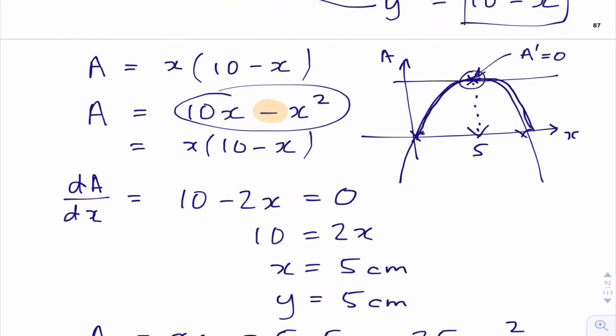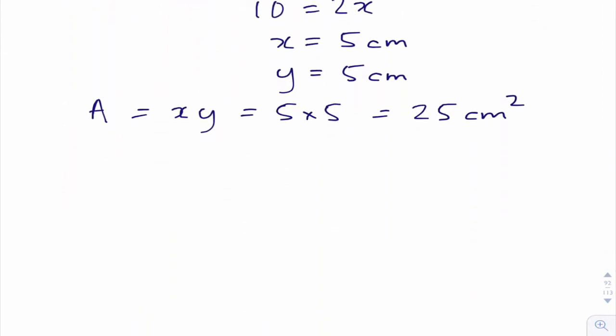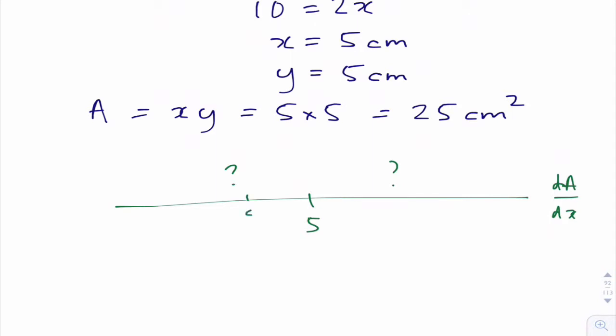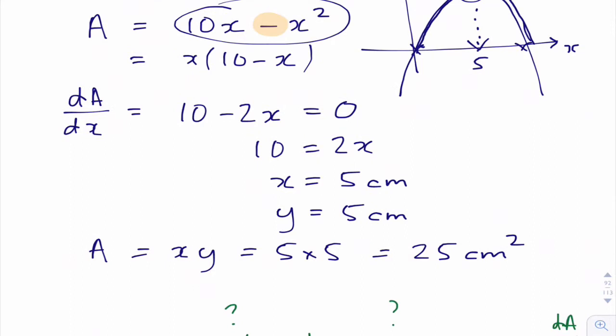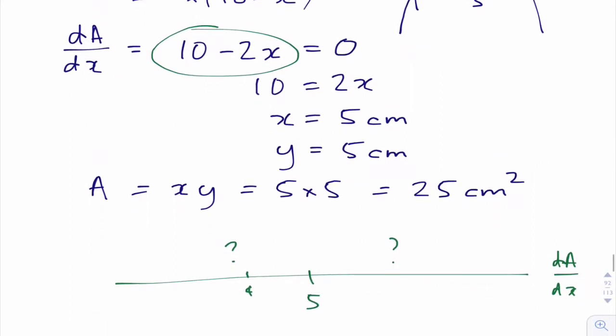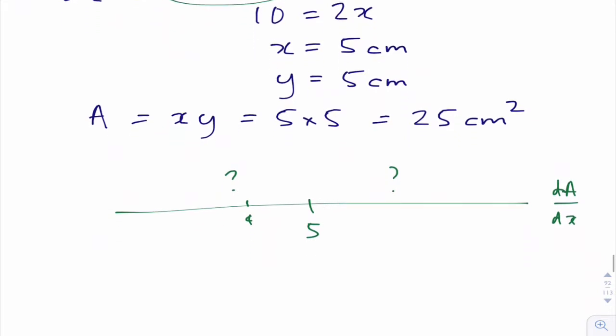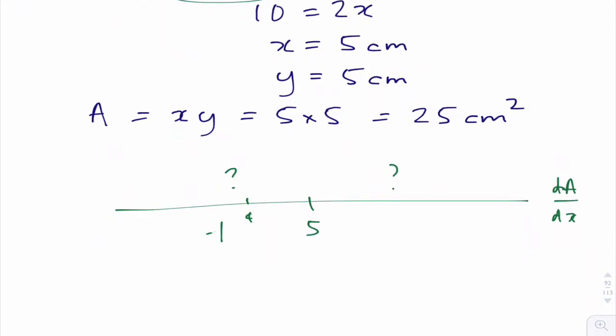Another way to work out if you've got a maximum or a minimum is to just look at what's going on at the derivative either side of your stationary value. So what do I mean by that? Here's the derivative, dA/dx, and we've found that 5 is where the derivative is equal to 0. What's going on before and after? Let's take a value like 4 before and substitute it into the derivative. Remember, the derivative is 10 minus 2x. So 10 minus 2 times 4, 10 minus 8, is 2. So it's positive. The slope of the curve is going up before 5.